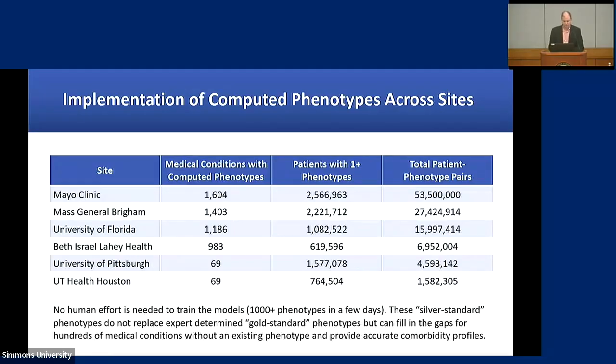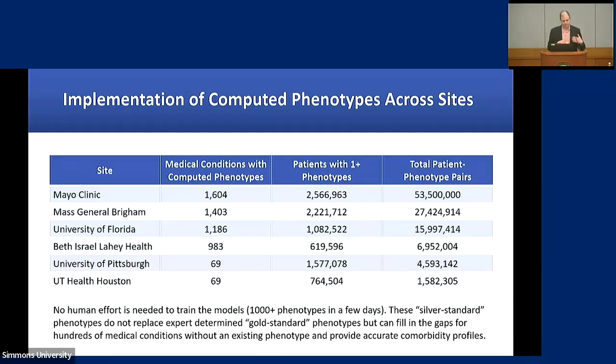So these are some of the site counts, at least that we know about so far. Mayo Clinic has developed phenotype models for over 1,600 medical conditions, 1,400 at MGB, 1,100 at University of Florida. At Beth Israel, we have a smaller population. You need a minimum number of patients for these models to converge. Since we have a smaller group, it's about 983 models.